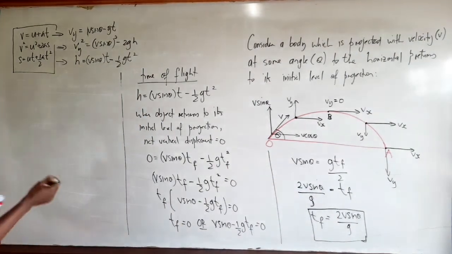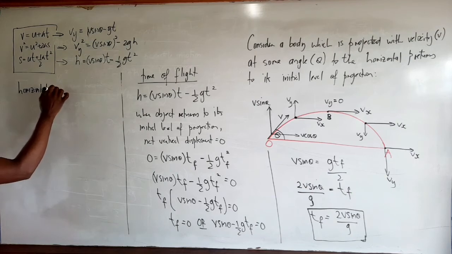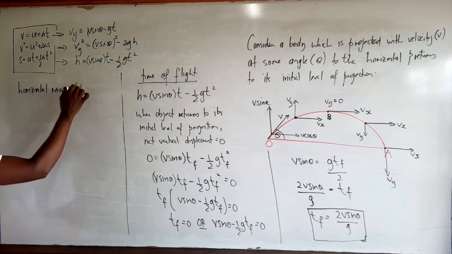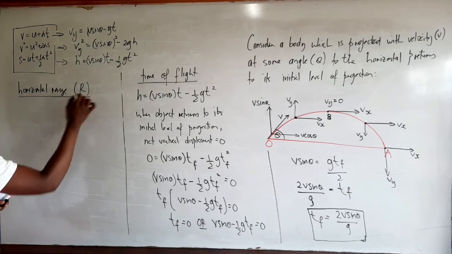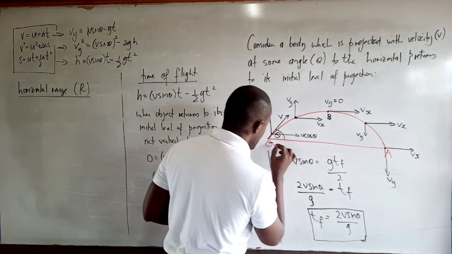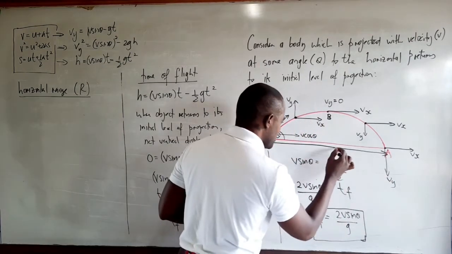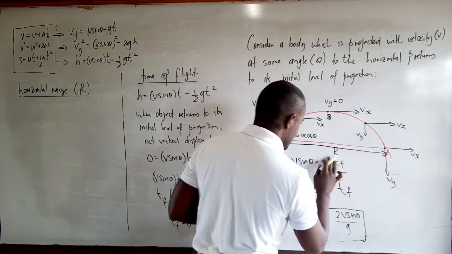So let's look at the horizontal range. And the symbol for that is usually an uppercase R. So on the diagram, if we were to represent the range, the horizontal range would be the horizontal distance OA. So this would be the horizontal range R, right?